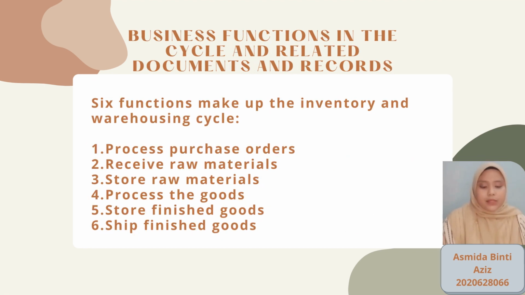There are 6 business functions in the cycle and there are also a few related documents and records for each of the 6 functions. The 6 functions are: first, process purchase order; second, receive raw materials; third, store raw materials; fourth, process the goods; fifth, store finished goods; and the last one is ship finished goods.